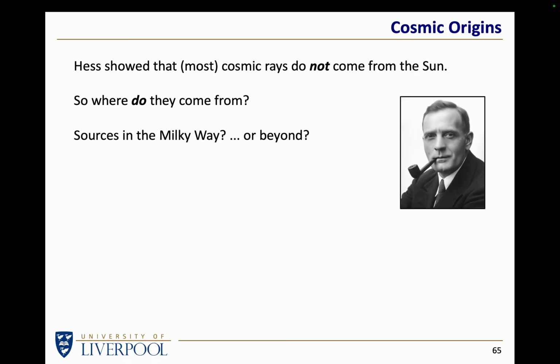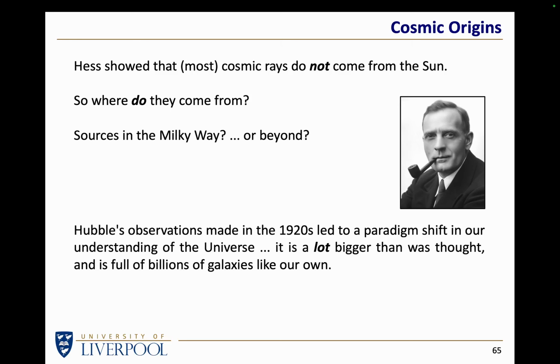So remember, Hess, in his historic balloon flight experiments, has already shown that if you take a balloon flight, the eclipsed sun doesn't seem to make any difference. So we know they're coming from more remote than the solar system itself. But are they coming from the Milky Way or somewhere else? Hubble's observations in the 1920s have told us that the universe is a lot bigger than just the Milky Way. So the question can be rephrased. Are cosmic rays galactic? Are they coming from the Milky Way? Or are they extragalactic? Are they coming from somewhere outside the Milky Way? What's the origin of these lines that we see in the cloud chamber?